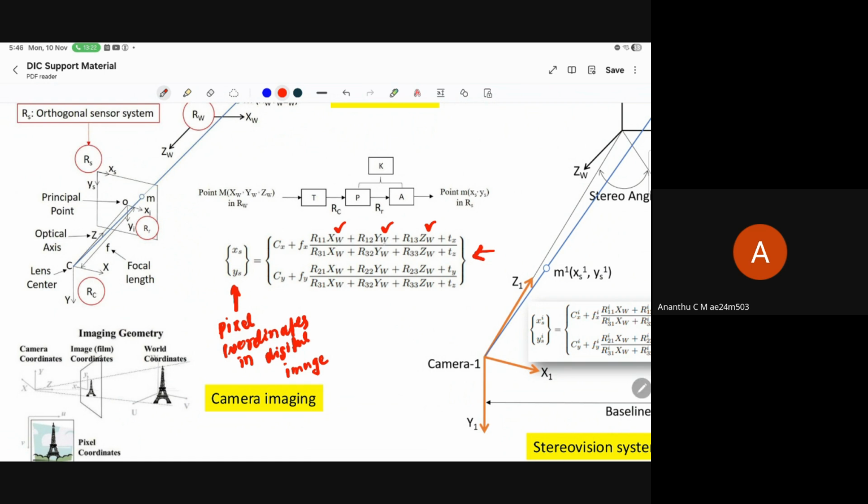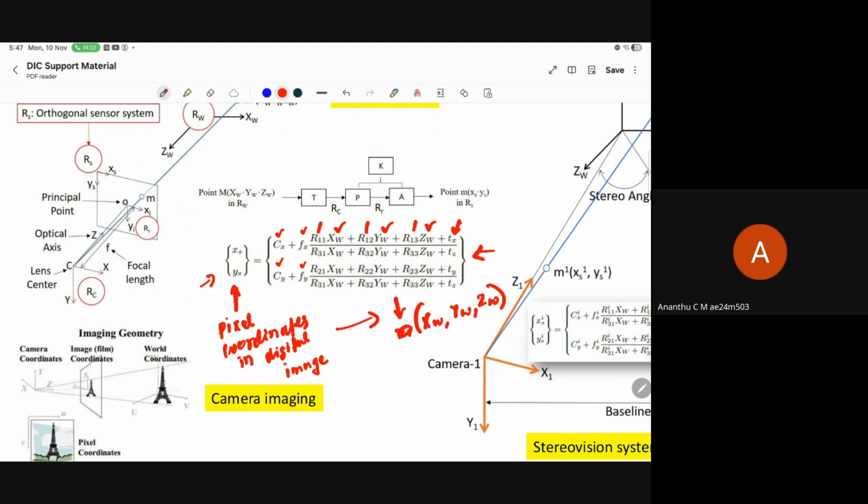And so other than xw, yw, and zw, we have other parameters which are the coefficients, like cx, cy, fx, fy, and then we have the elements of the rotation matrix, which are r11, r12, r13, and so on. And then we have the elements of the translation vector: tx, ty, and tz. So these are the coefficients which are basically relating pixel coordinates to xw, yw, zw. These are the physical coordinates in the world coordinate system of the same point.